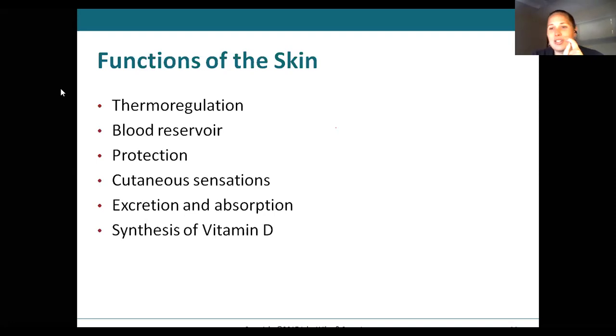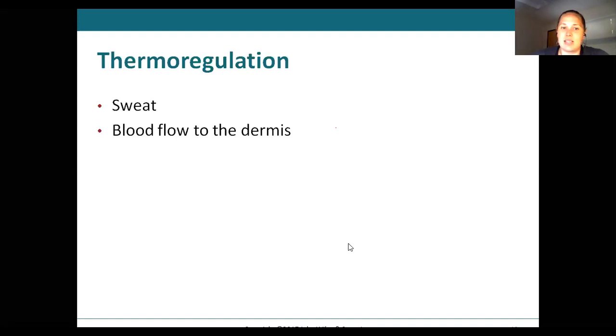Cutaneous sensations. It's very important that we're able to interact with our environment, that we're able to feel and touch and regulate our response to that outside environment. Excretion and absorption, so we're excreting different types of oils, and then we're absorbing things like sunlight and water sometimes through our skin. And lastly, synthesis of vitamin D.